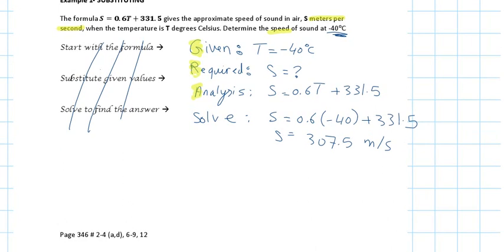Each step is worth marks. So you're missing units, you're missing marks. Speed of sound. Celsius is 307.5 meters per second.